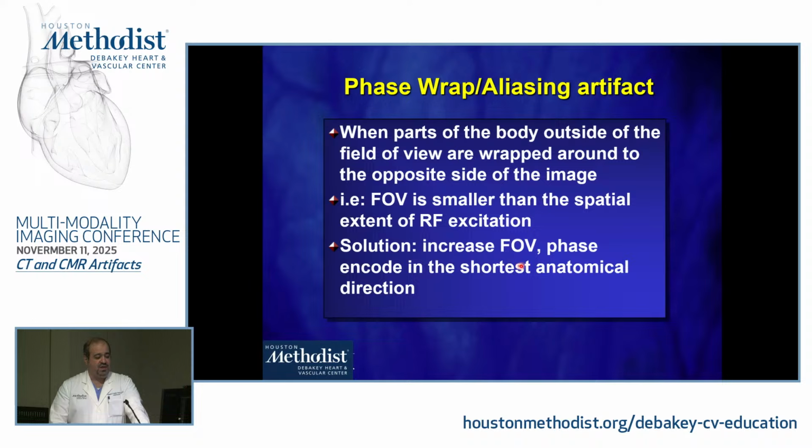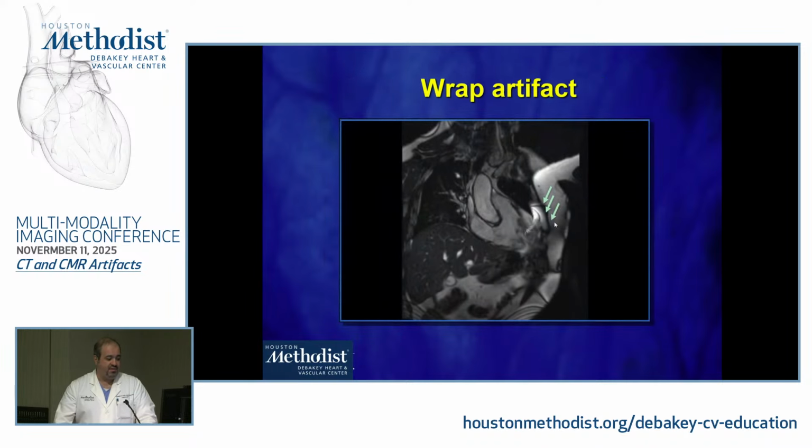Typically what we do in those cases is try to maximize our field of view because we do not want to have this wrap. And the other thing is that when we acquire images, we're also acquiring gradients across the phase encoding direction. If I encode in the shortest anatomical direction, I'm going to be able to minimize this. This is exactly what we're talking about.